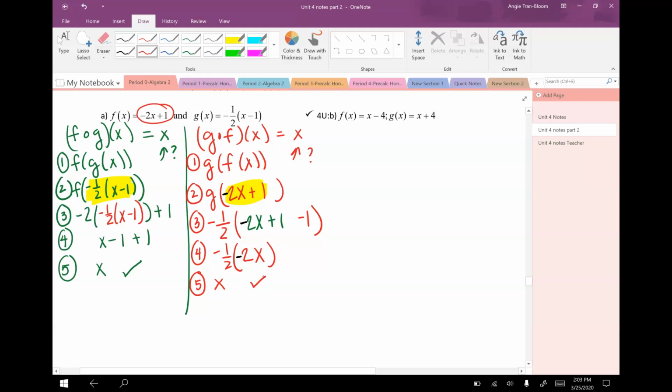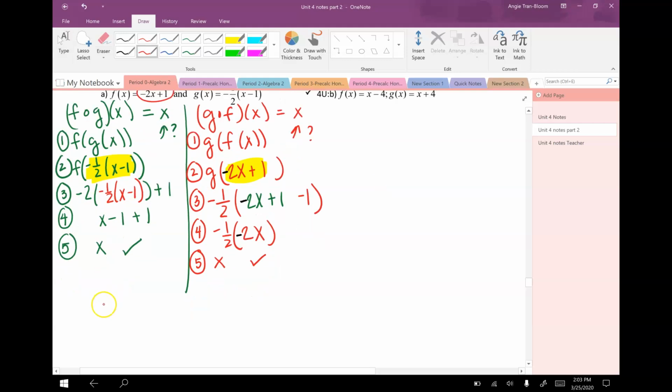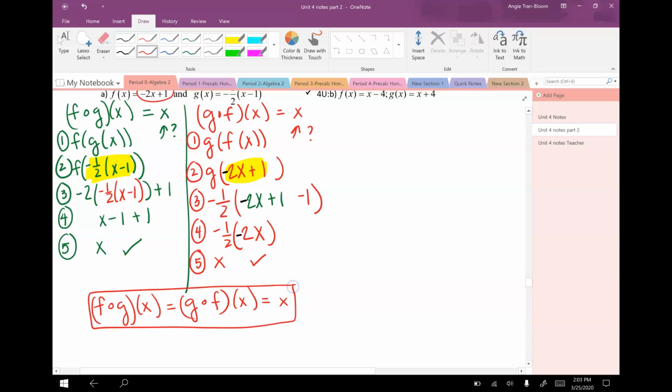So how do we write your answer? The instruction says show that these are equal to one another. So they do equal one another. All you do is write f composed with g of x is g composed with f of x, which they both come out to be x. We boxed this up, but technically that's just a statement. The answer is in the work themselves, okay?